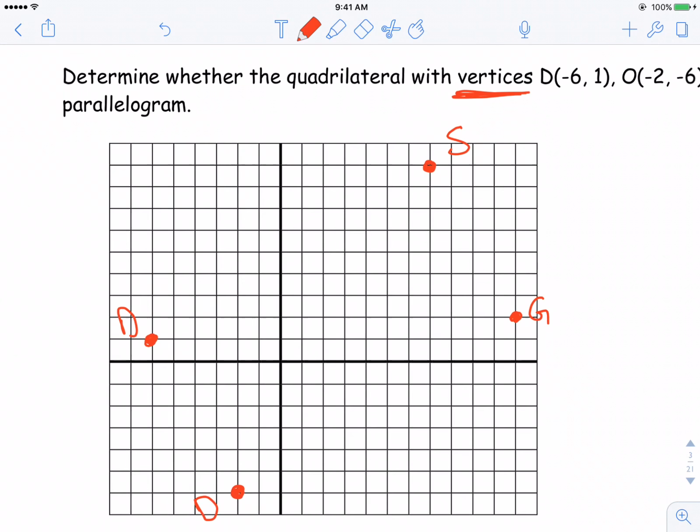Is this shape DOGS a parallelogram? In order for this shape to be a parallelogram, this line has to have the same slope, be parallel to this line, and this line has to have the same slope or be parallel to this line. So we can very quickly calculate that. Are DS and OG parallel?